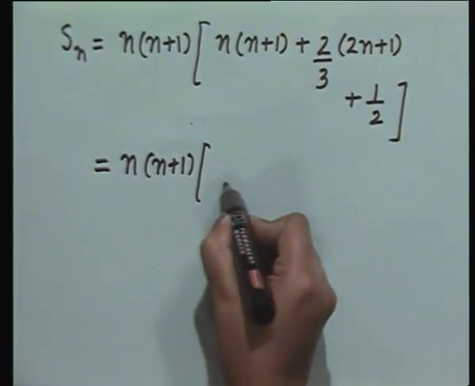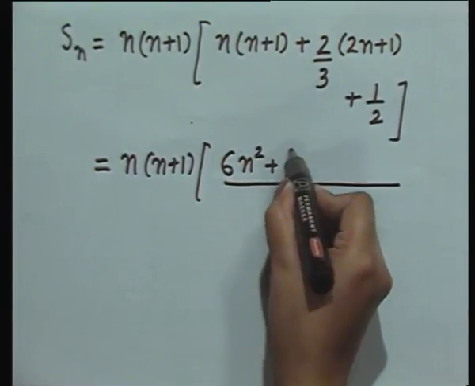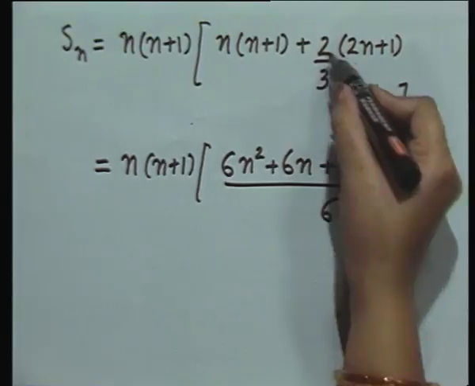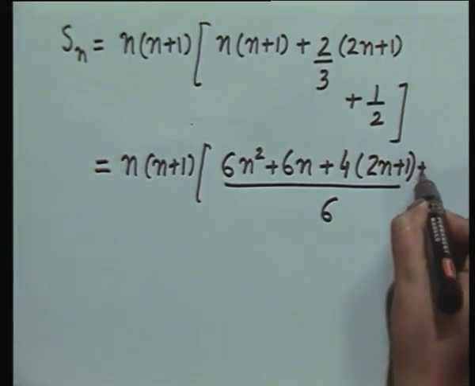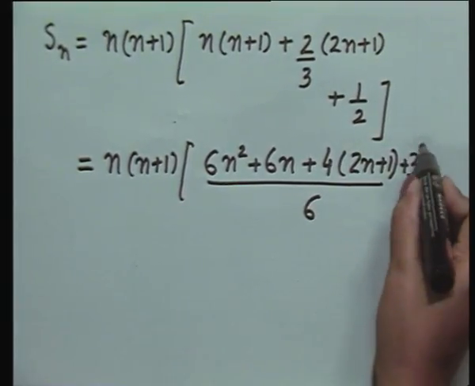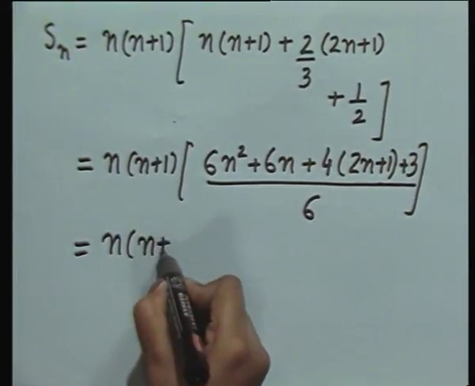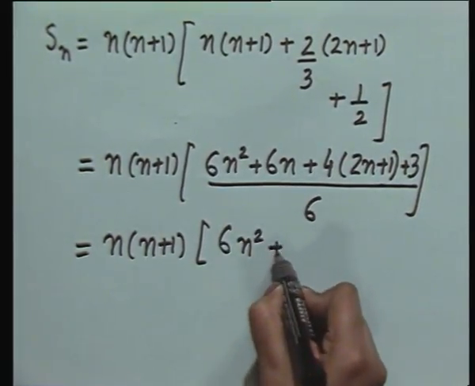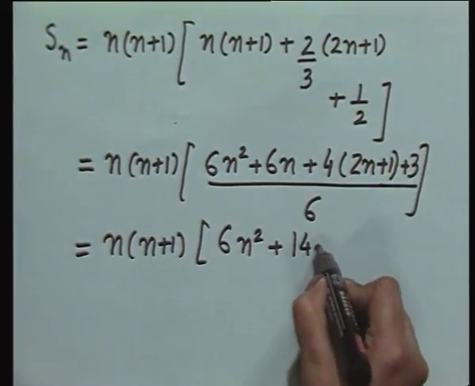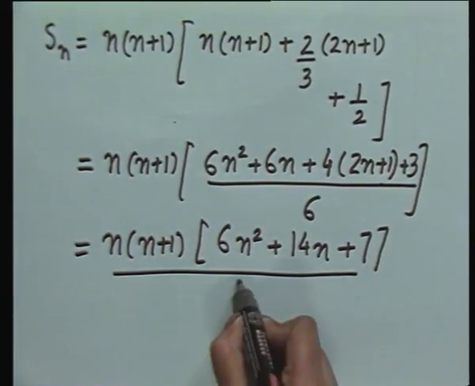n into n plus 1, and you can take the LCM to be 6, and you will have 6n square plus 6n plus 2 into 2 will make it 4 times of 2n plus 1 plus 3, and therefore it will all simplify down to n into n plus 1 into, as you can open up, 6n square plus 8n and 6n will make it 14n, and 4 plus 3 is going to make it 7 by 6. And that is what your final answer looks like.